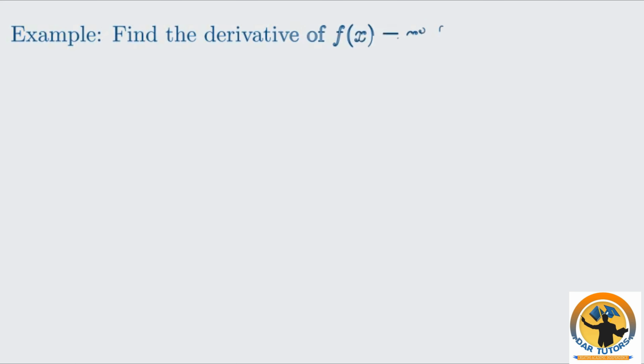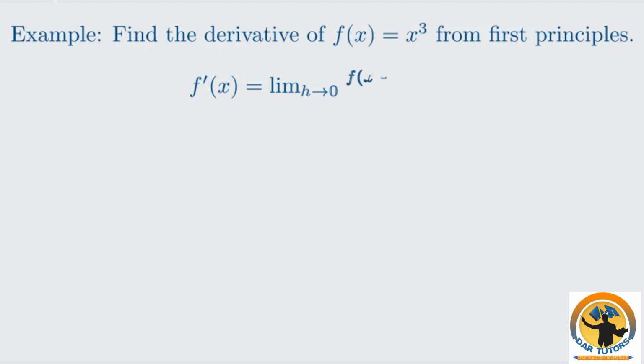Let's apply this definition to find the derivative of a polynomial function. We'll work through an example step by step. Consider the function f of x equals x cubed. Our goal is to find its derivative, f prime of x, using first principles. First, we write down the definition of the derivative. f prime of x equals the limit as h approaches 0 of f of x plus h minus f of x all over h.